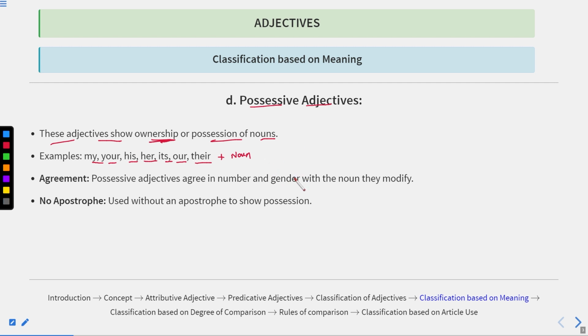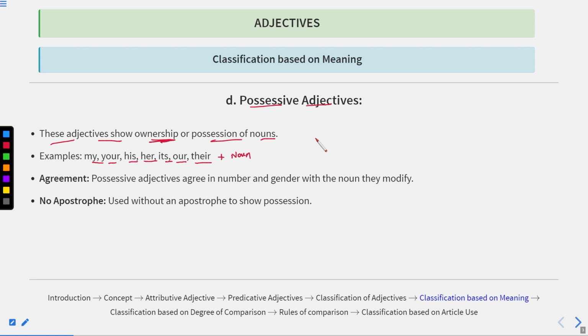For example, my book, my pen, your house, his book, his vehicle, her book, her purse, its, you can say its house or its home, our world, our nation, their country, their people. So we can use these words just before a noun to indicate them or to show the possession of them.